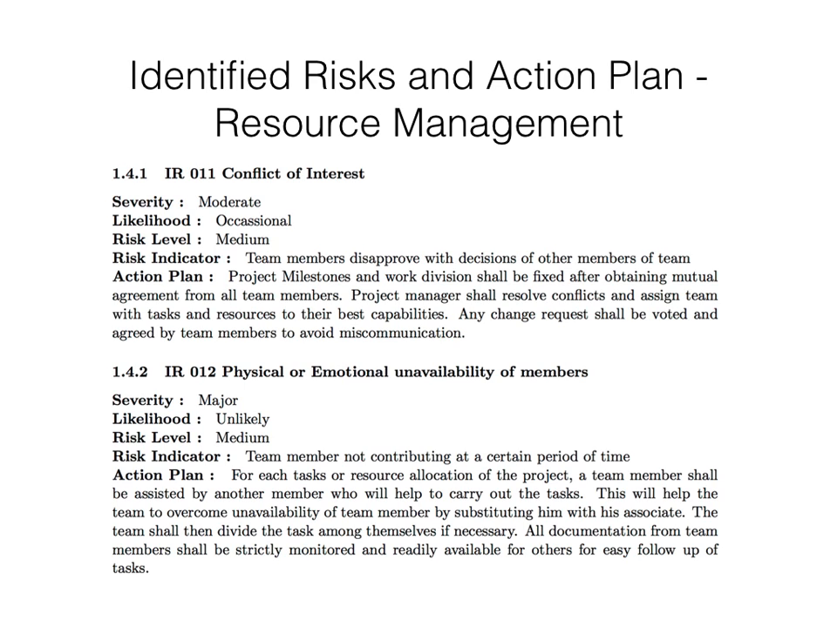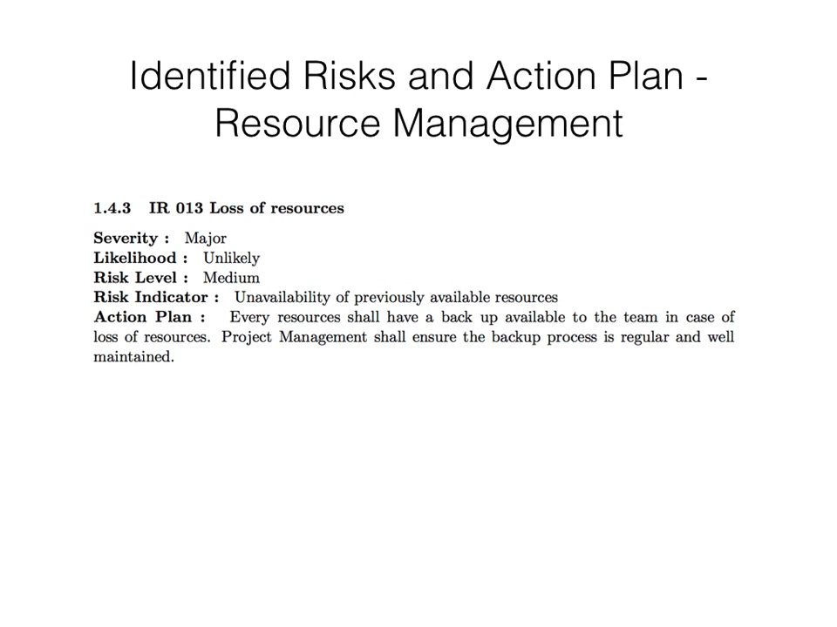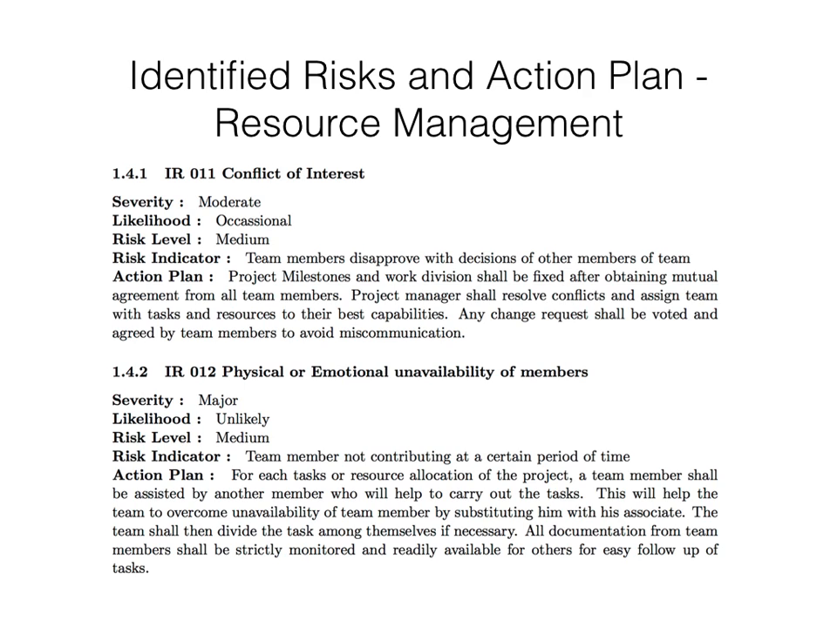The next category of risk is risk due to resource management. The first one in this category is conflict of interest. This is a very occasional likelihood of happening, and severity is moderate. The risk indicator for this risk is that the team members will disapprove of the decisions of other team members or the sharing of resources.